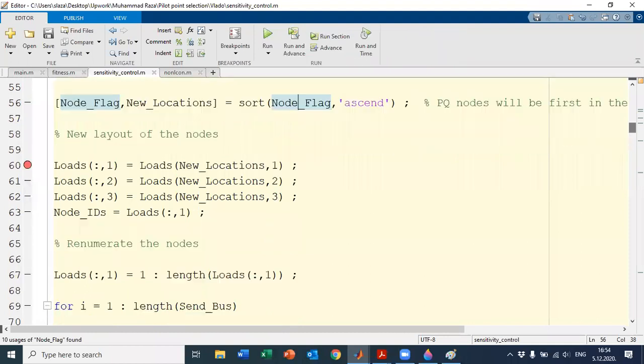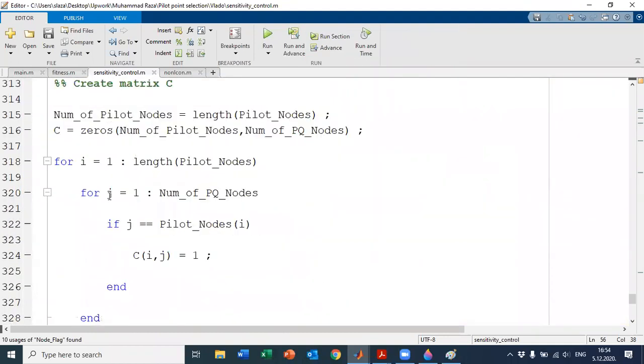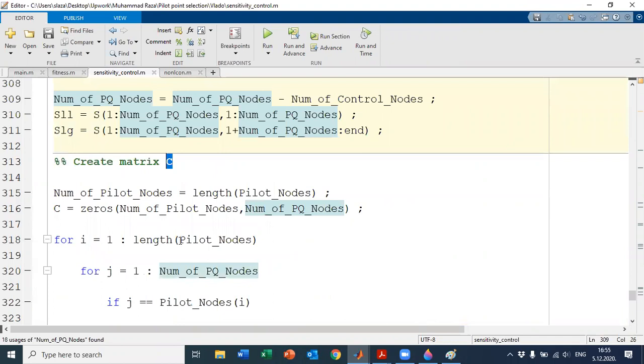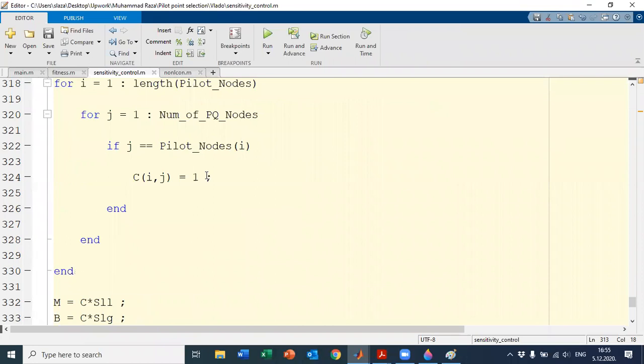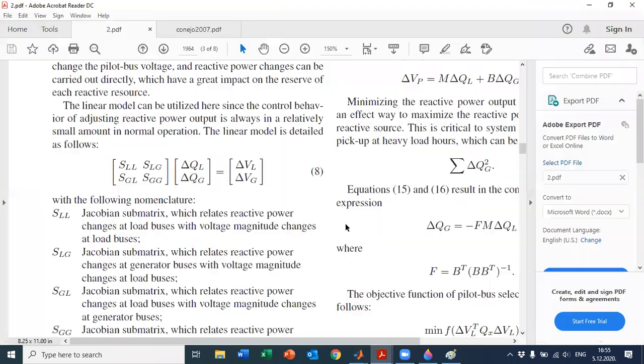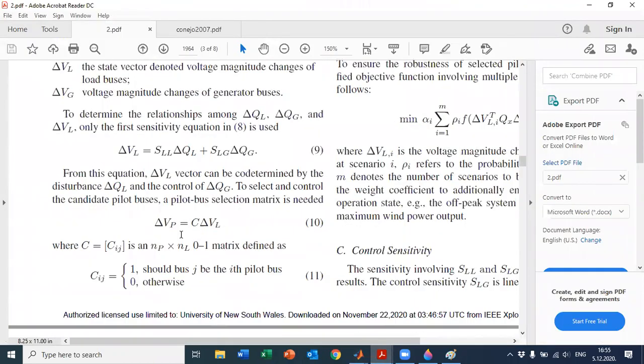Now we just need to take the submatrices SLL and SLG, and we need to create the C matrix, which is used to determine the voltage deviations of the pilot nodes. That is pretty easy. So basically we just loop through the matrix and we use this equation here. So basically if the bus j is equal to the ith pilot bus, then the value is equal to 1, and otherwise the value is equal to 0.